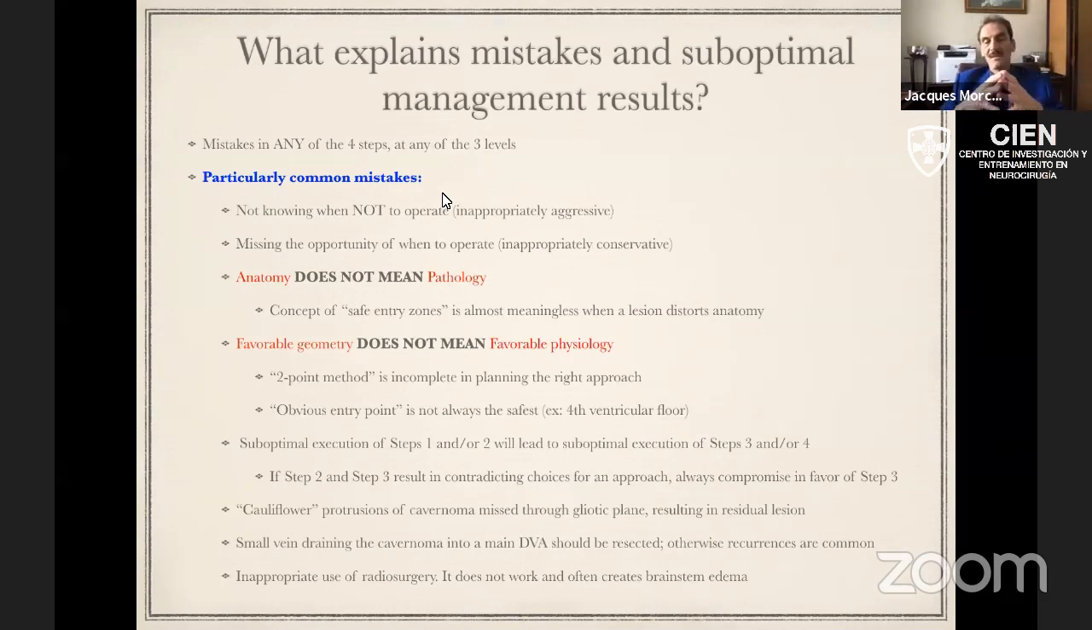So this means being inappropriately aggressive. Missing the opportunity of when to operate is being inappropriately conservative and letting a patient deteriorate and get into a wheelchair before they are referred to somebody who knows how to deal with a brainstem cavernoma.